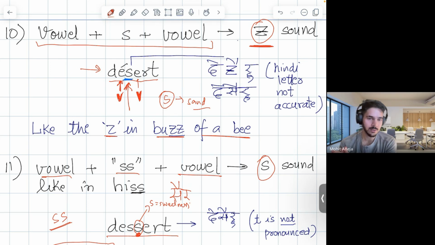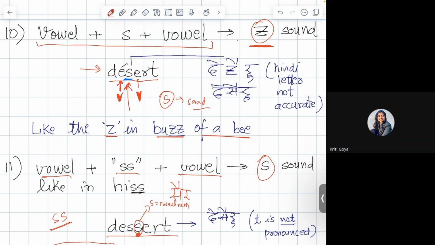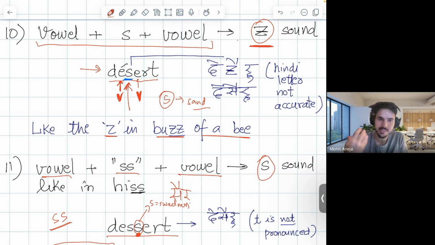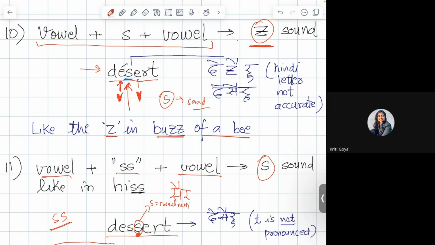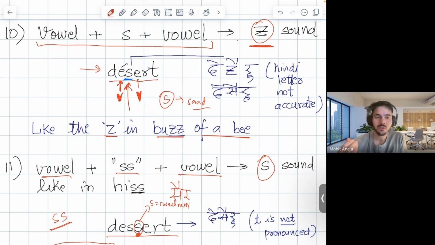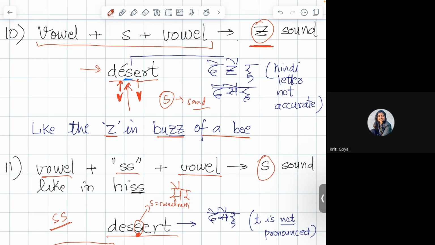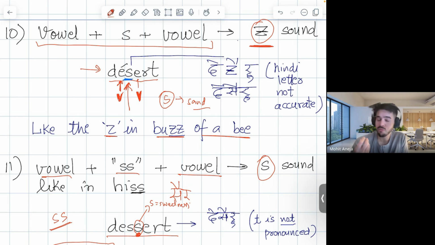Can you say that now? Can you say that again? No, that's not quite correct. Désert. Okay, désert. Yes, désert. If you have trouble speaking the Z sound, remember this is the Z at the end of the word buzz, the buzz of a bee.